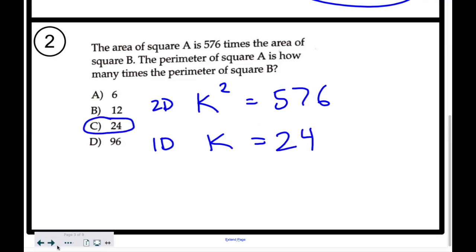So again, all we're doing is using scale factors here. The scale factor K represents any single dimension, which perimeter falls into. Anything area is K squared, and anything volume is K cubed. All right, that's it for that one.